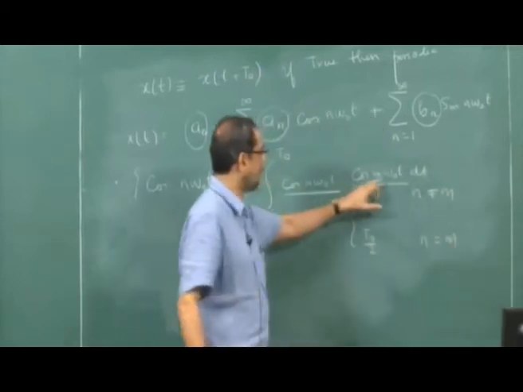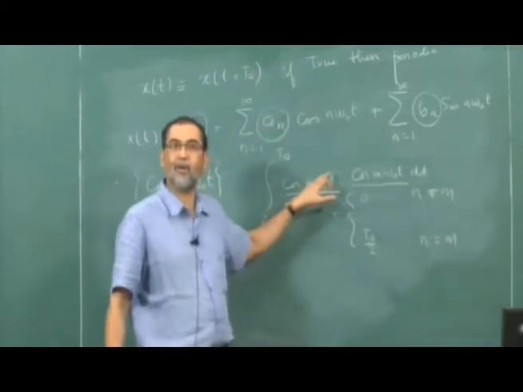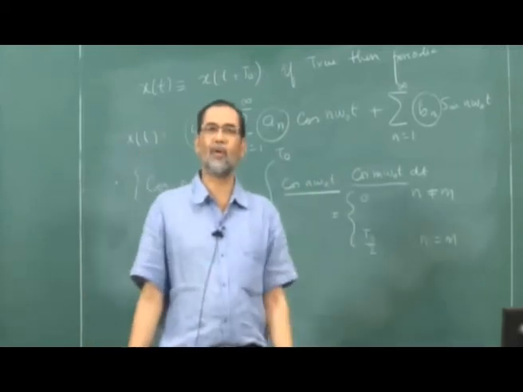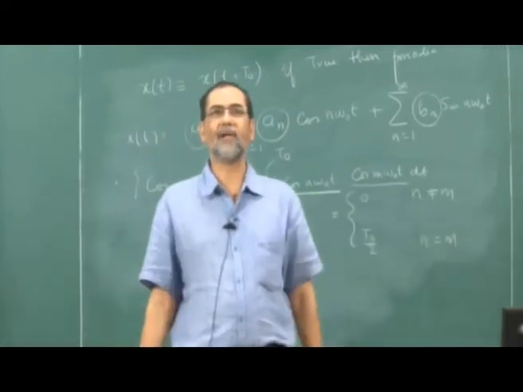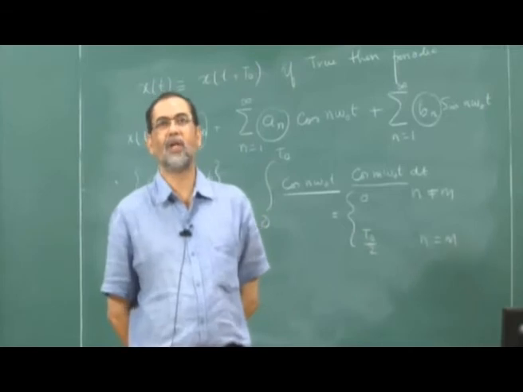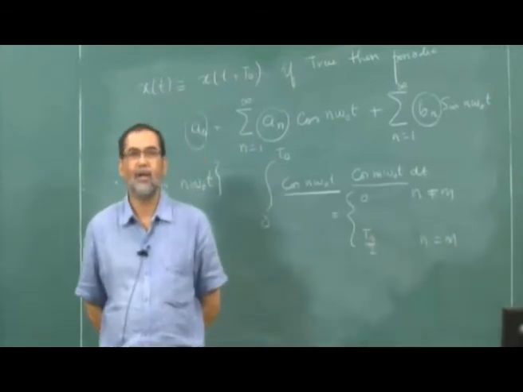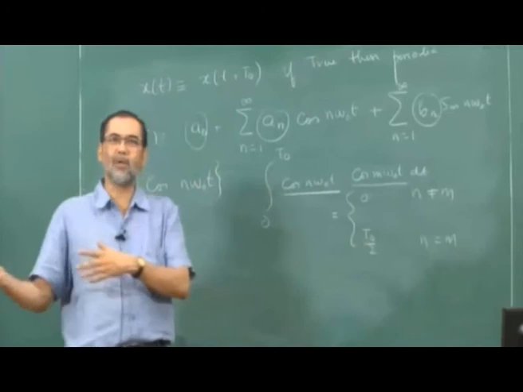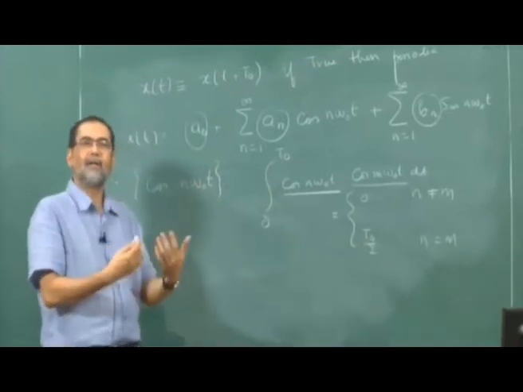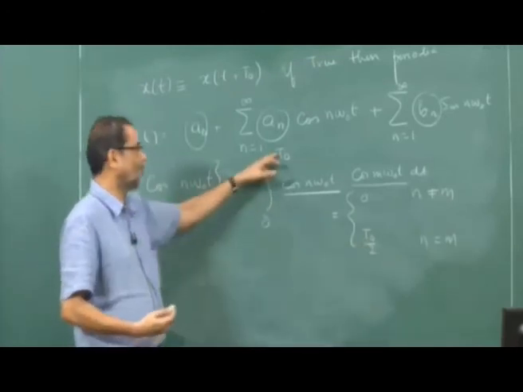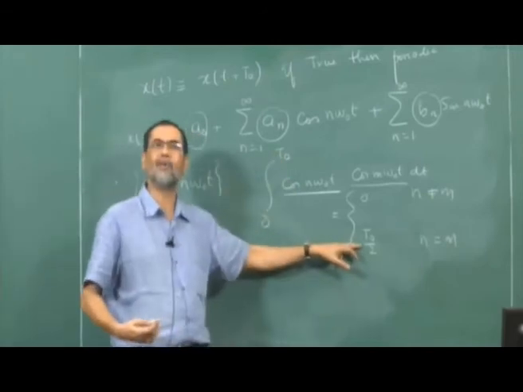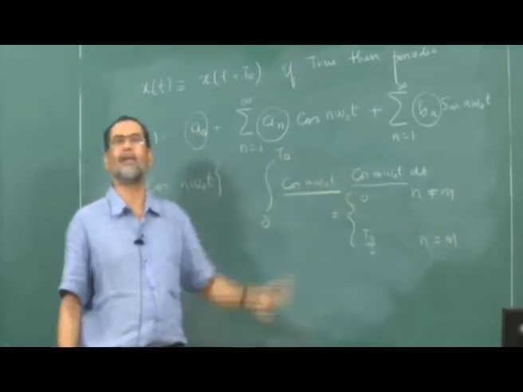If n is equal to m, then it becomes cos square omega naught t. You can write cos square omega naught t as 1 plus cosine 2n omega naught t by 2. The cosine 2n omega naught t term integrates to 0 and you get half into T naught. So that is what it is, half into T naught. This can also be shown quite easily.